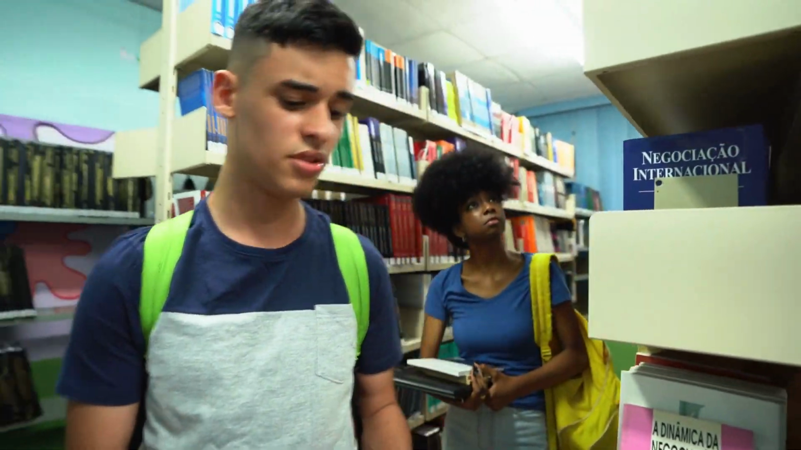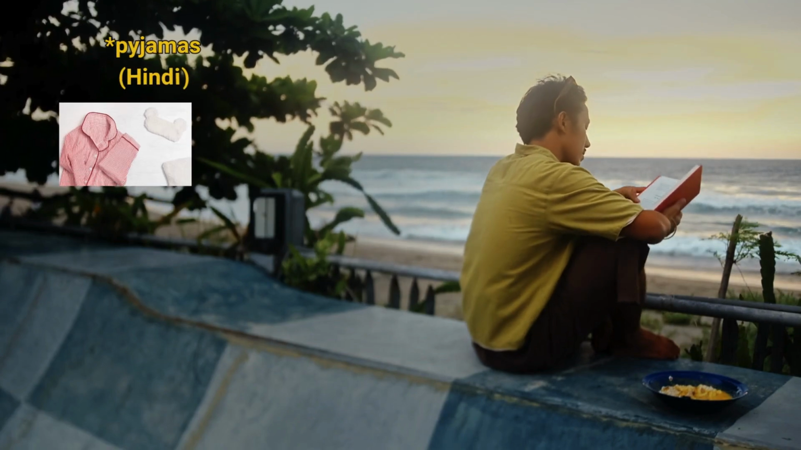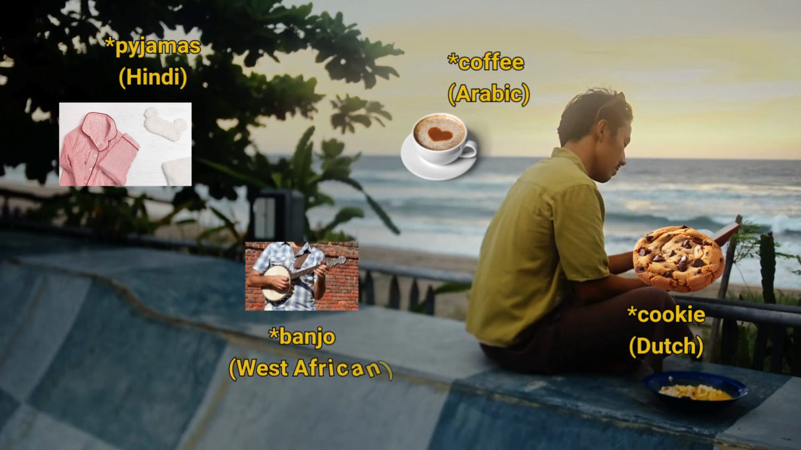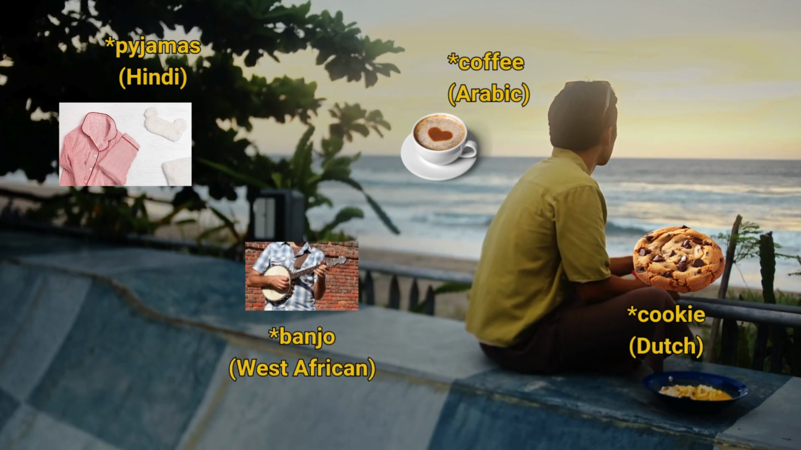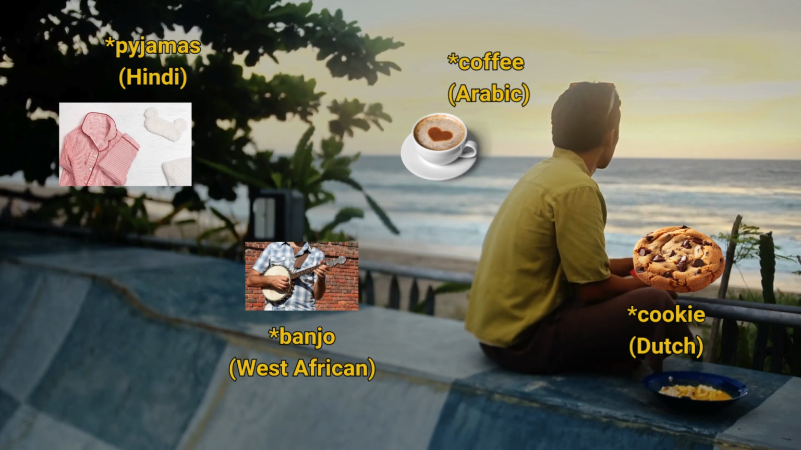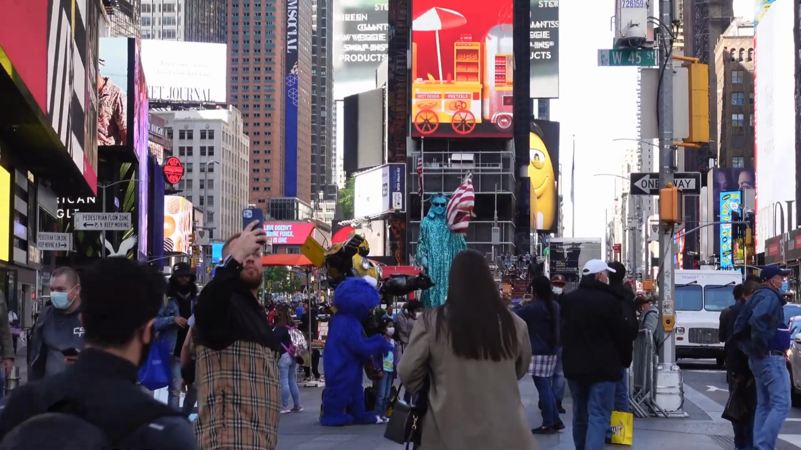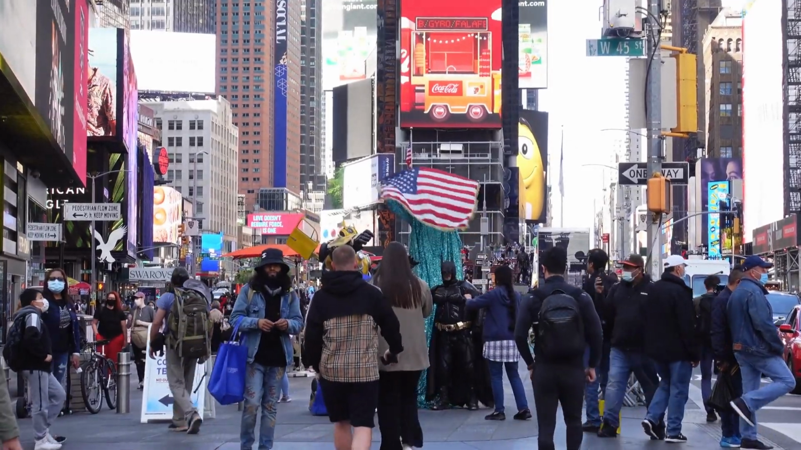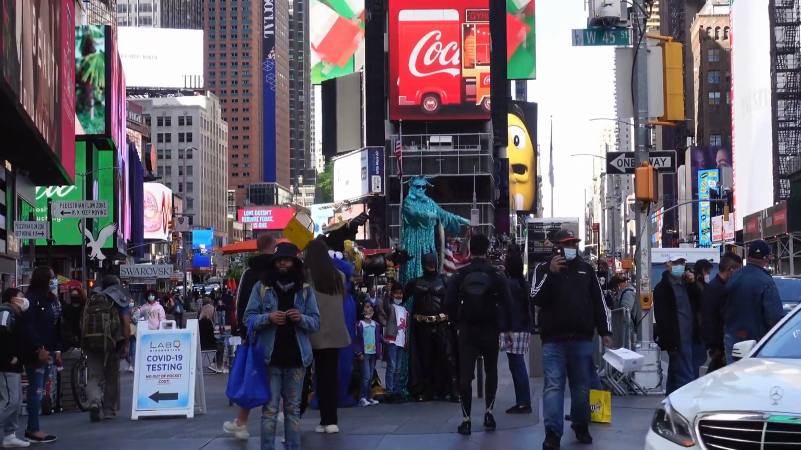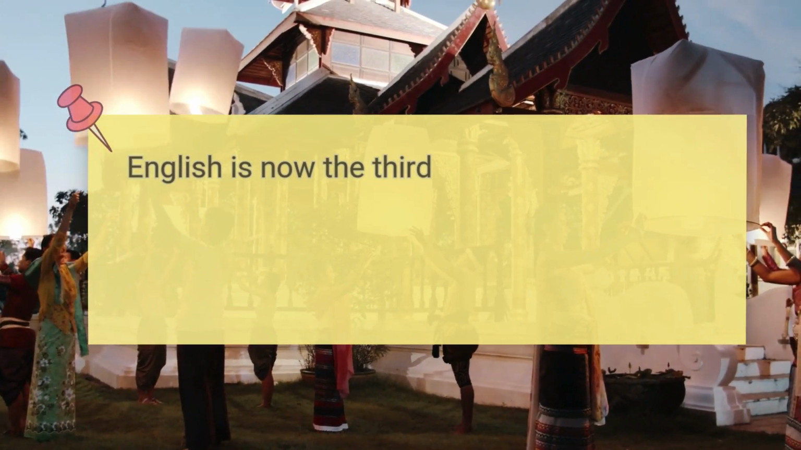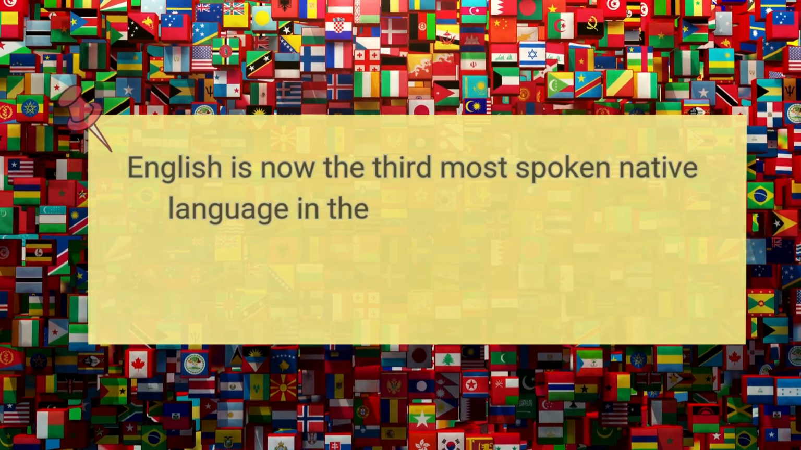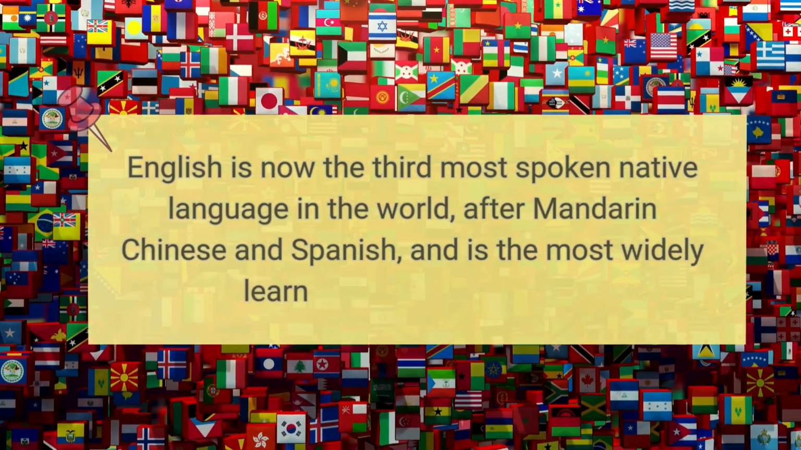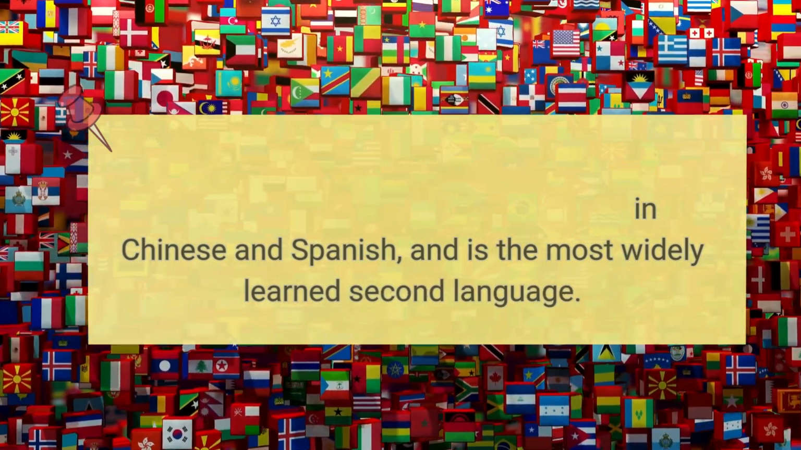For instance, words like pajamas, Hindi, coffee, Arabic, cookie, Dutch, and banjo, West African, became part of everyday English vocabulary. English has a unique ability to absorb and adapt words from other cultures, which is why it's considered one of the most diverse languages today. Key fact: English is now the third most spoken native language in the world, after Mandarin Chinese and Spanish, and is the most widely learned second language.